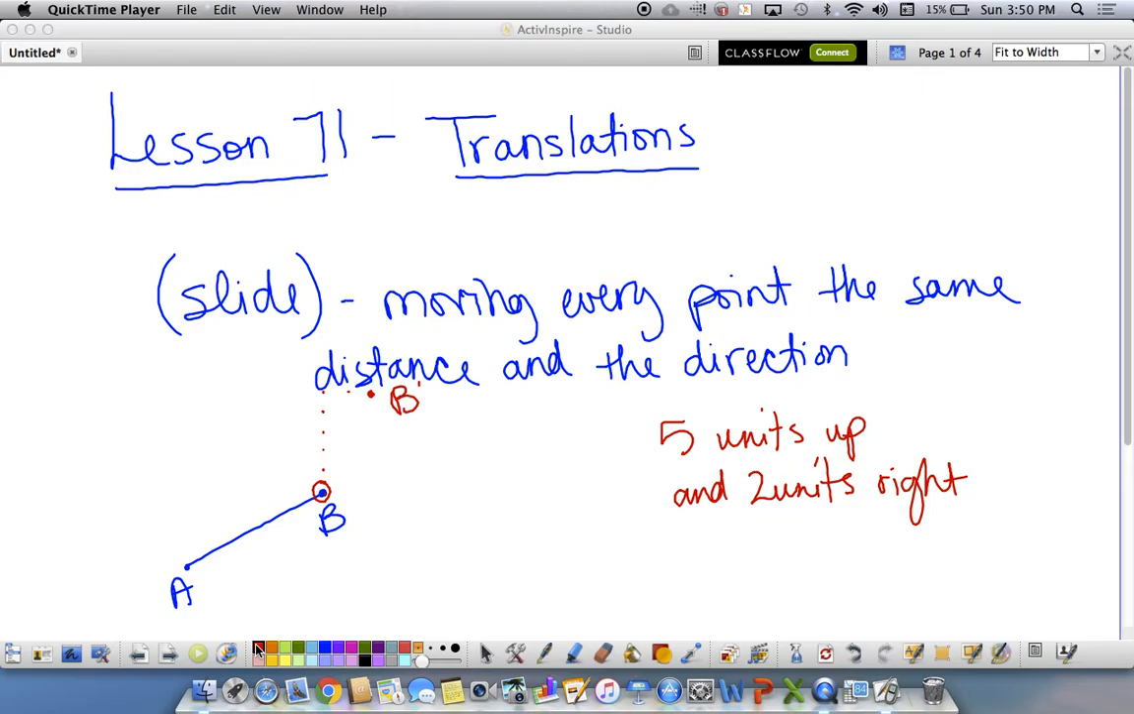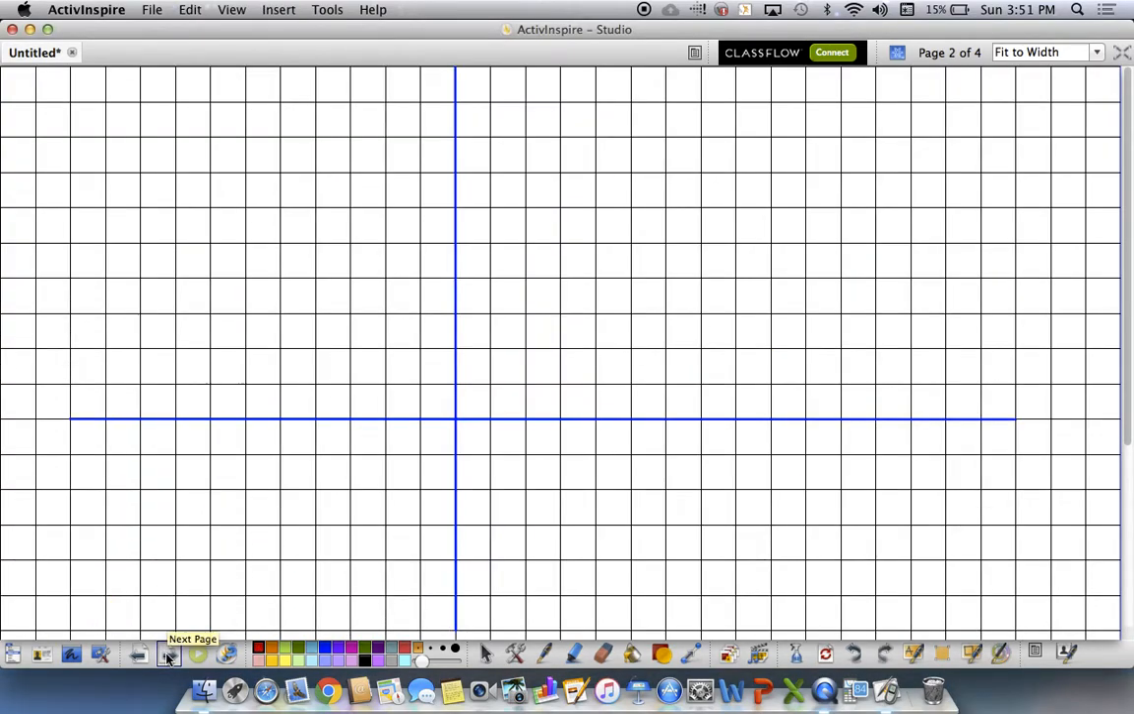Okay? I'm going to do the exact same thing with A. I'm going to go up 1, 2, 3, 4, 5 units up and 1, 2 units to the right. And that will be A prime. I connect those 2 points, then I have line A prime, B prime. Okay? Sounds pretty easy, sounds pretty simple. We're going to do a few different things with it. We're going to start with a graph.